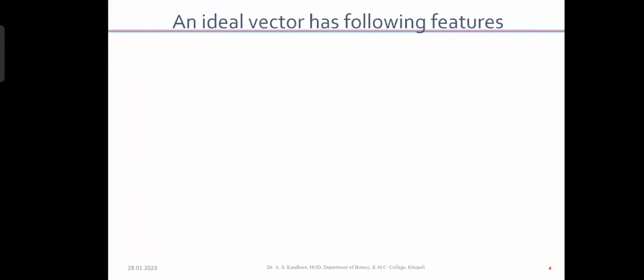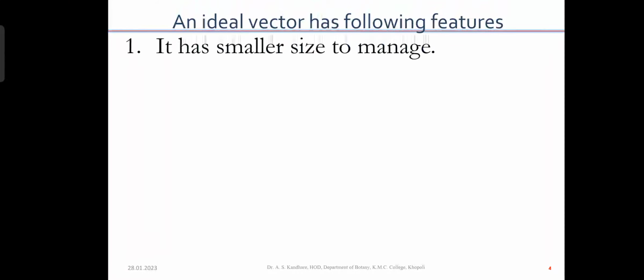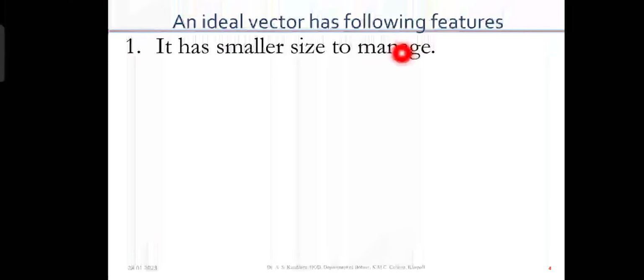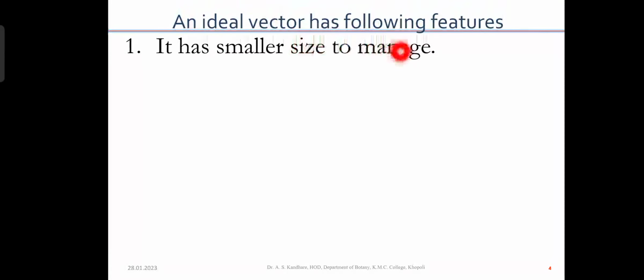Now, what is an ideal vector? An ideal vector has following features. Okay, what are the features of ideal vector? So vector should have the eligibility. What are the criteria to make a DNA molecule a vector? So it has a smaller size to manage. तो वेक्टर का साइज जो है तो छोटा होना चाहिए, जिसकी वजह से इसको हम अच्छी तरह से मैनेज कर सकते हैं. So the size of the vector should be manageable.